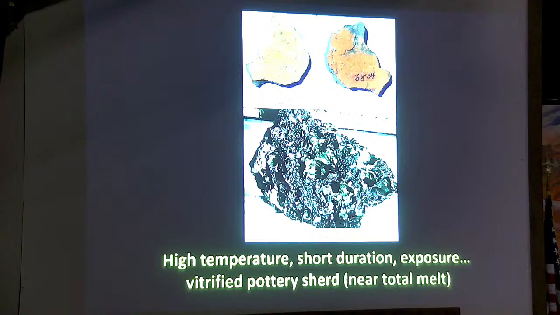You see the top images? The one on the right is the outside of the one on the left. That's the inside of the vessel versus the outside. If you look at the one on the left, I don't know if you can see it from there, but there are parallel lines going across it from left to right. Those are tool marks from the potter.